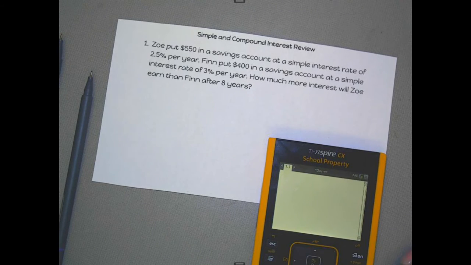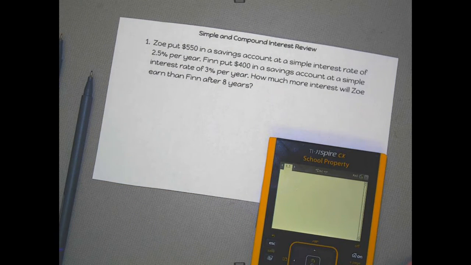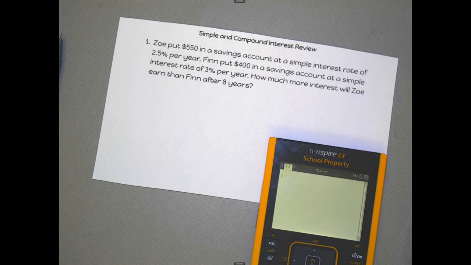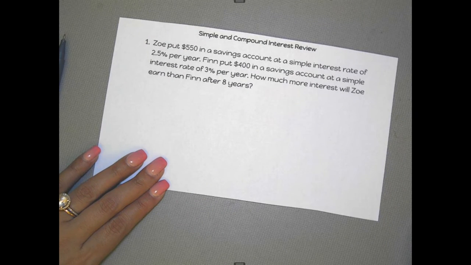All right, everyone, let's go ahead and work number 1 on the review. The review says Zoe put $550 in a savings account at a simple interest rate of 2.5% per year. Finn put $400 in a savings account at a simple interest rate of 3% per year. How much more interest will Zoe earn than Finn after 8 years? So I have 2 different interests that I need to come up with.